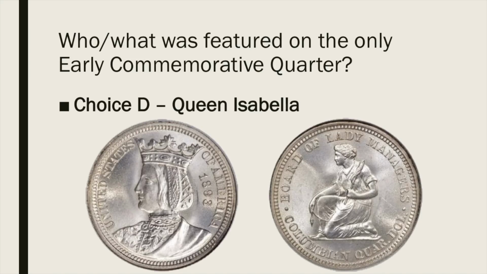And our answer is Queen Isabella, choice D. So it's the first woman and also the first foreign person depicted on a U.S. coin. In the past, there are women on the coins, but they're not real women. They're just kind of sketches. This is for Queen Isabella, a real woman. So that was the first early commemorative quarter and the only early commemorative quarter.